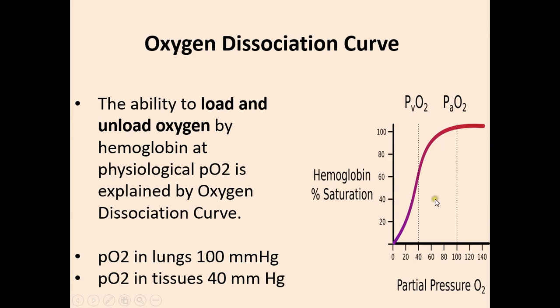This shape is due to allosteric effect or cooperativity. Now students, what do you mean by cooperativity? The binding of the first oxygen molecule to hemoglobin increases the affinity of the remaining subunits for oxygen molecules. This is because the hemoglobin molecule changes its conformation from tense state to relaxed state as oxygen binds to it.